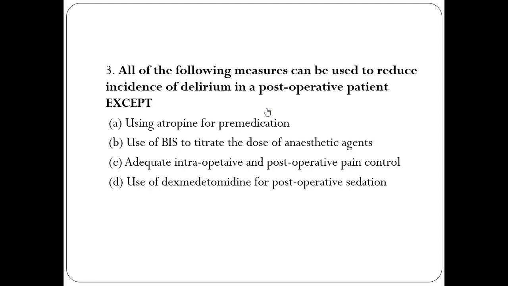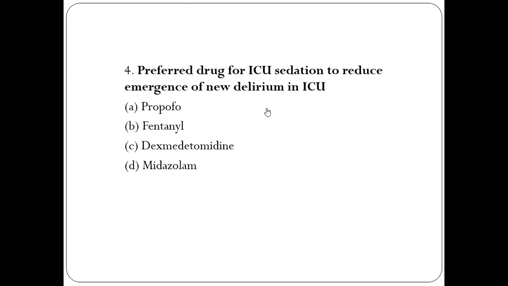What is this? All of the following measures can be used to reduce the incidence of delirium in a post-operative patient except? Yes, answer is A. Do not use atropine for the pre-medication, or you can use BIS, you can use intra-operative control and use dexmedetomidine for the post-op. Answer to this: preferred drugs for ICU sedation to reduce emergence of new delirium. Perfect. So you understood what I said.